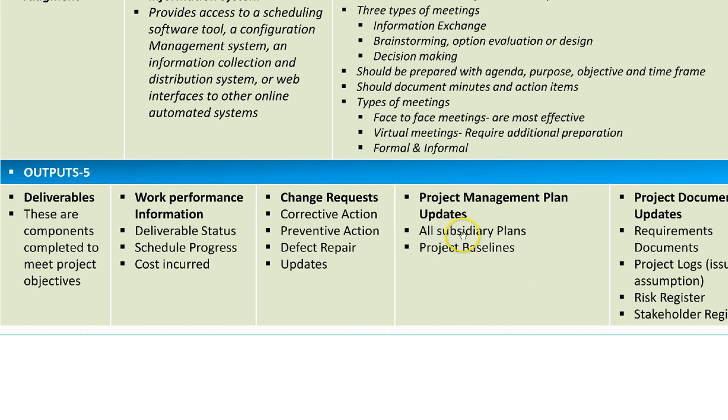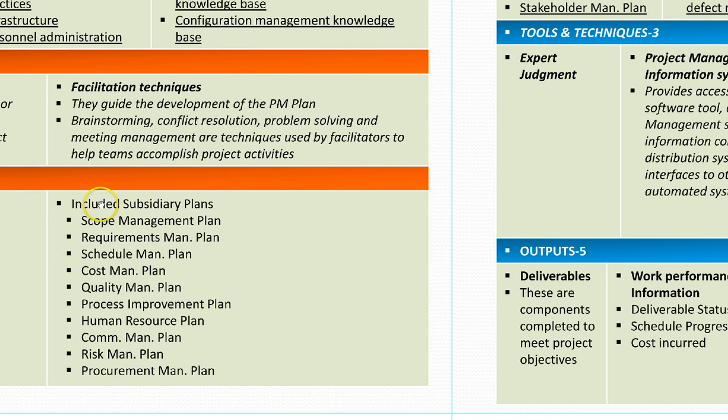We'll even update all subsidiary plans, and we already know which are the subsidiary plans. It includes scope management, requirement management, schedule management plan, cost management plan, quality management plan, process improvement plan, human resource plan, communication management plan, risk management plan, procurement management plan, and stakeholder management plan.